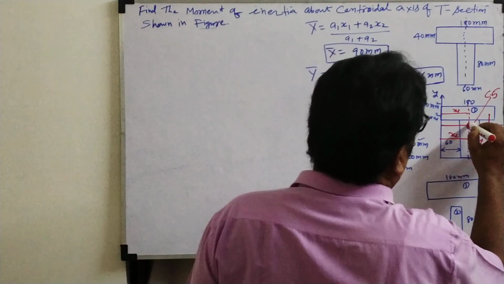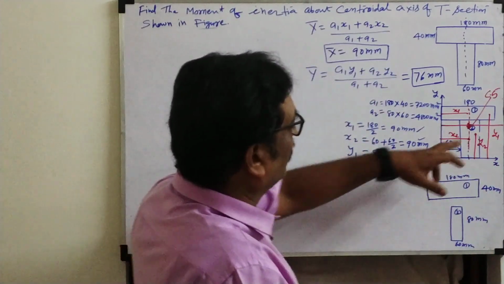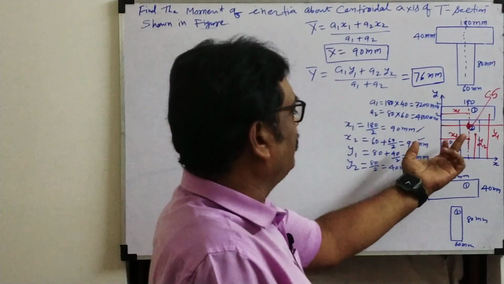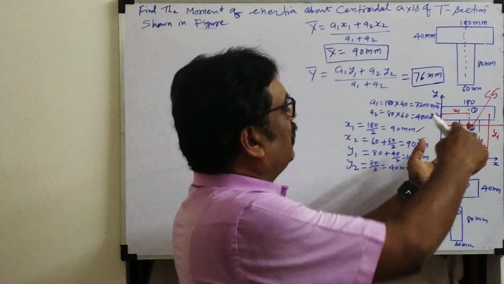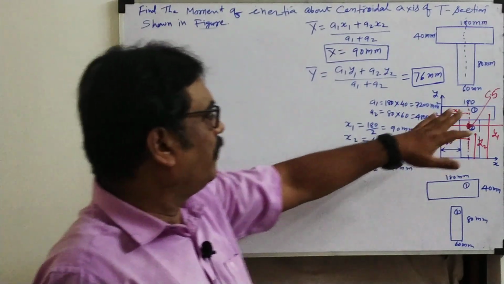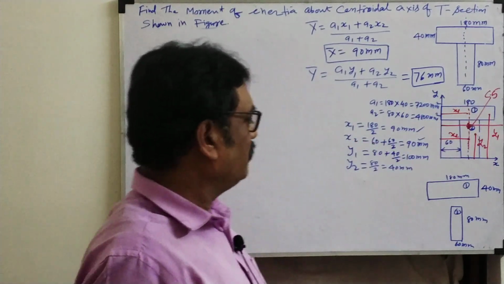So the entire T section's weight will concentrate at this point. If this point is the middle point of the T section, and you take it on your fingertip at this point, the T section will get balanced. Center of gravity means balance point. Entire weight will act here. So that is called center of gravity.